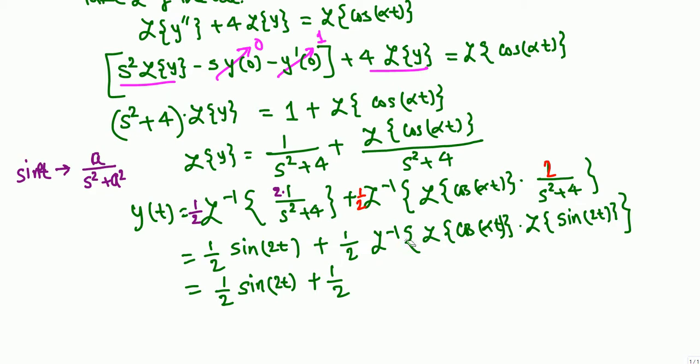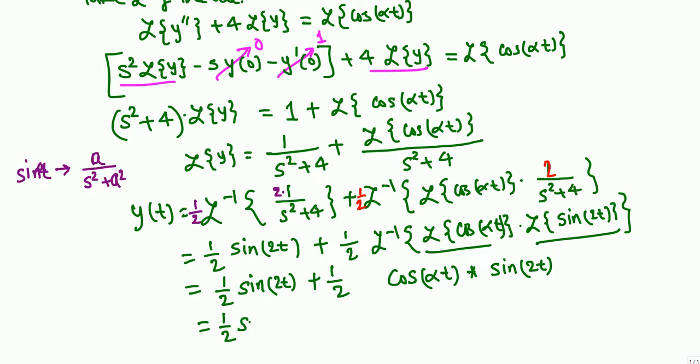So using the convolution, the inverse Laplace of these two things will be cosine alpha t convolved with sine 2t. And the question wants us to leave the answer in terms of a convolution integral. So let's write what that is.